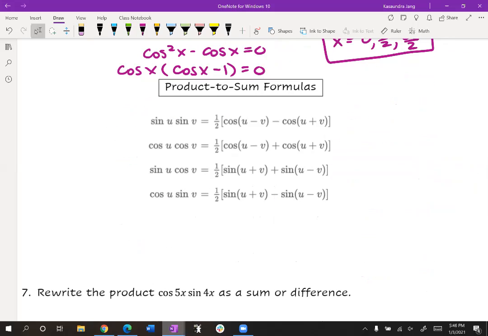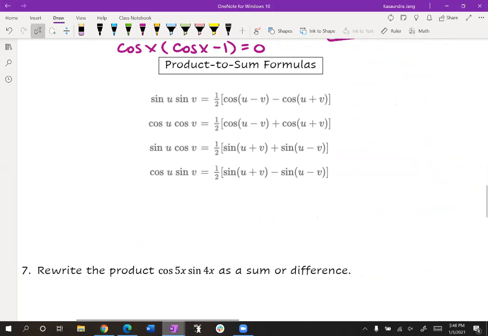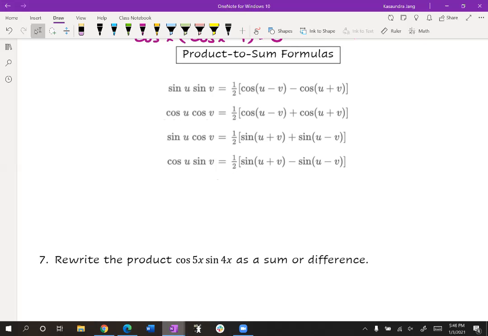All right, product to sum formulas. So your product to sum formulas we're going to use on number 7 here. Rewrite the product cosine of 5x, sine of 4x as a sum or difference. So again, sum and difference means like addition and subtraction.